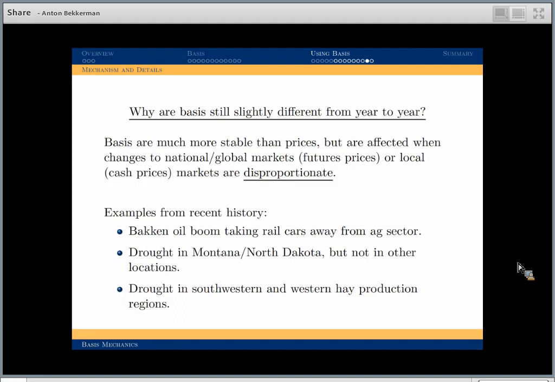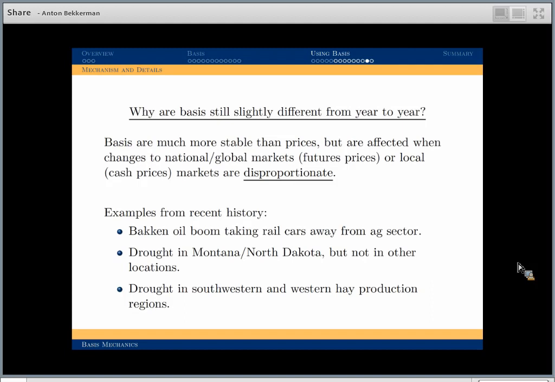So a couple examples. In 2014, we had the peak of the Bakken oil boom, and many more rail cars were directed to delivering oil and were directed from the ag sector, and that was the year where wheat had a really good production year. That caused basis to just drop through the floor for wheat, because elevators had to pay through the nose for rail cars, and they were passing those higher costs for rail cars down to farmers in Montana, and that caused local cash prices to go down.